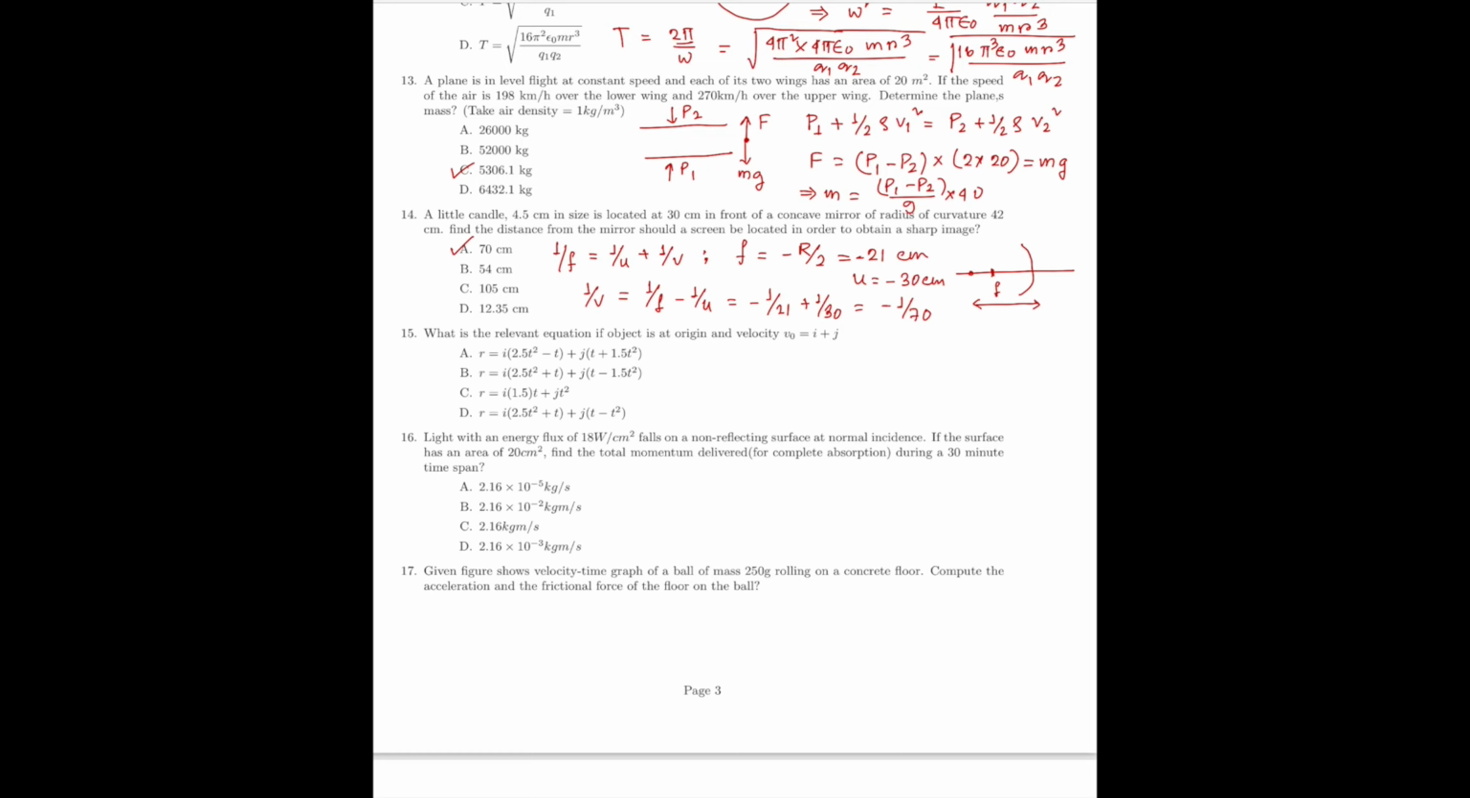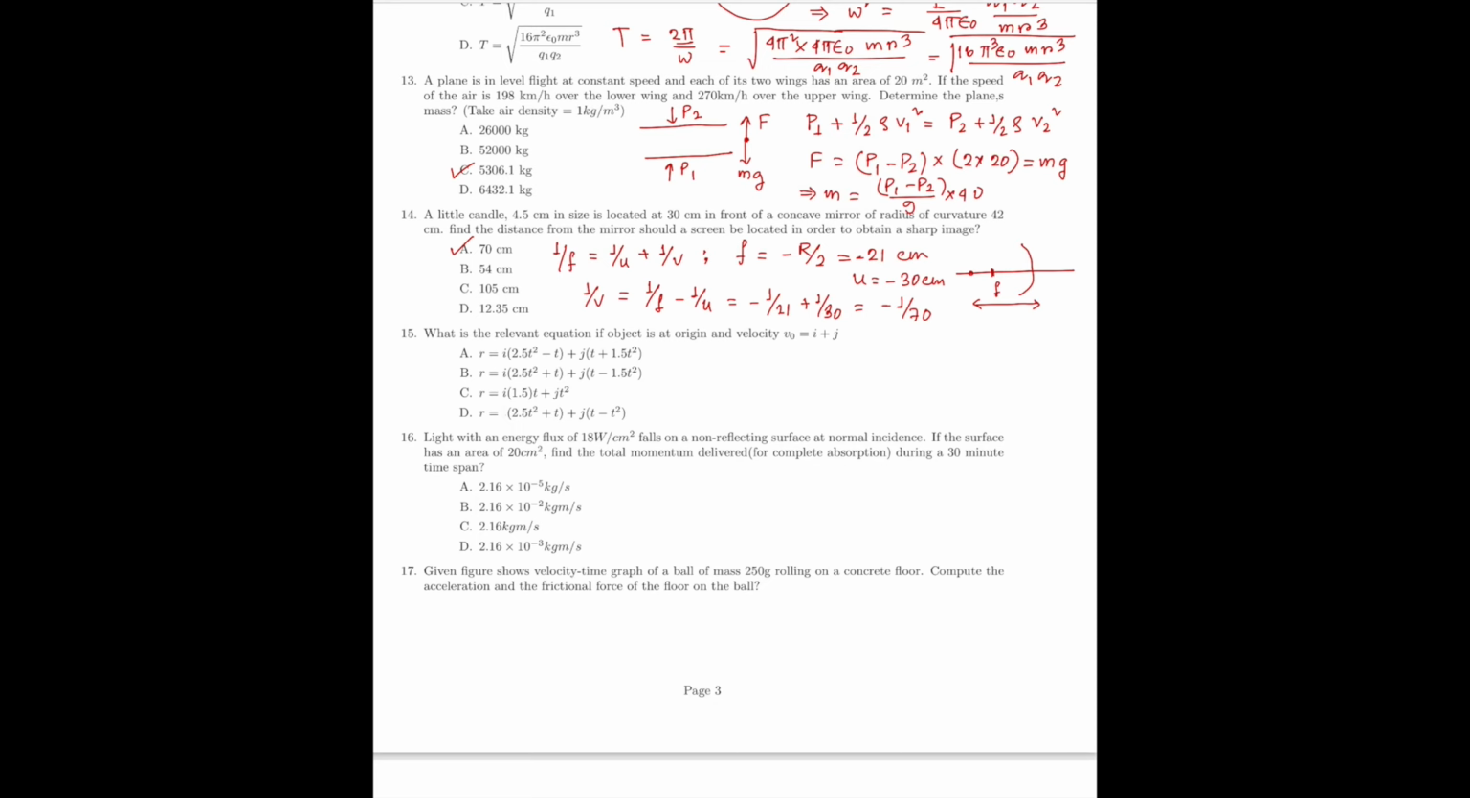Now the last question says, what is the relevant equation if the object is at origin and with velocity i plus j. In the official question, there is no i in the fourth option. So there is a mistake here, I'm sorry for that. So these are the four options, and we need to find out what is the relevant equation if an object is at origin and has a velocity i plus j.